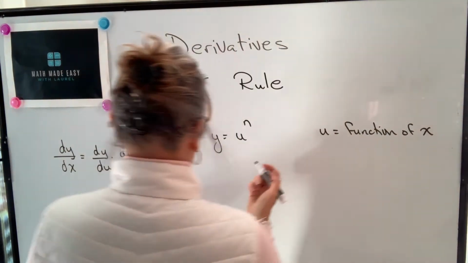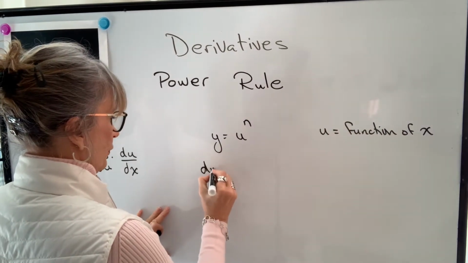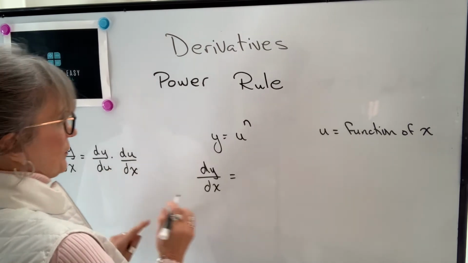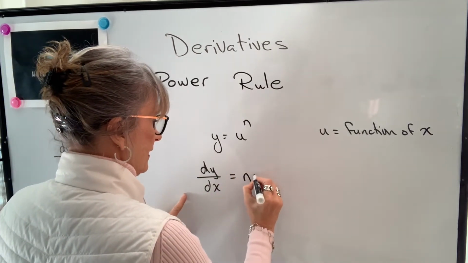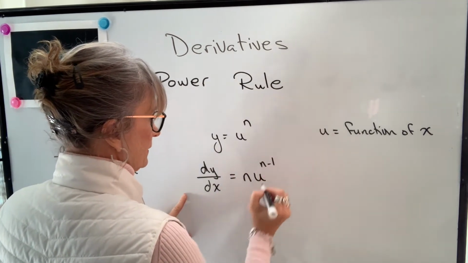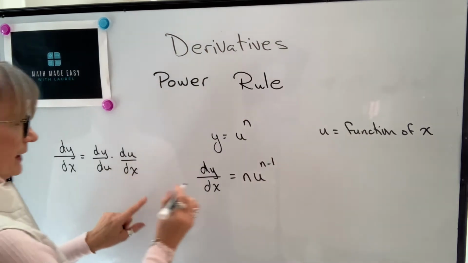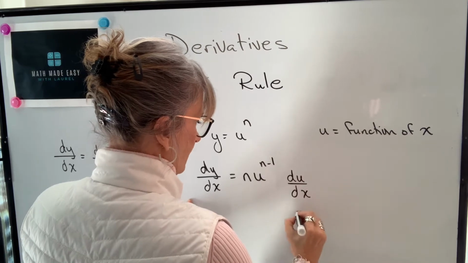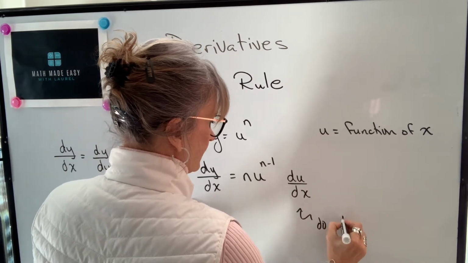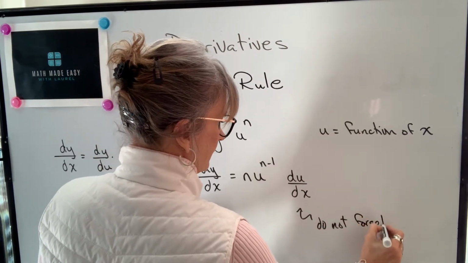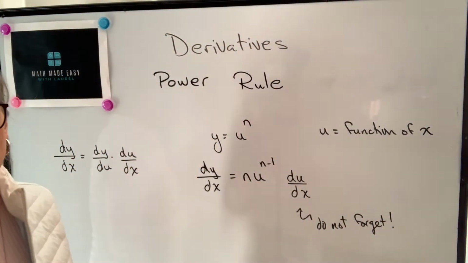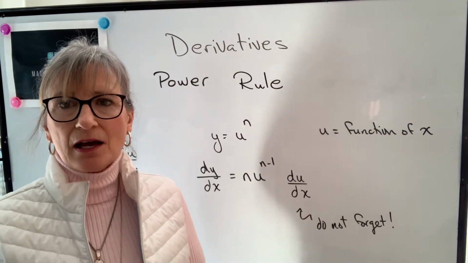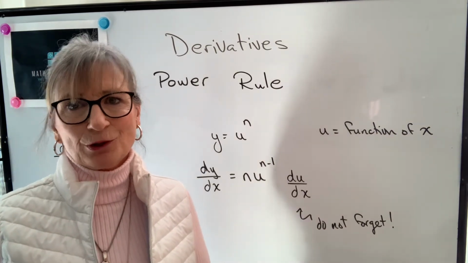And that rule will be dy/dx will equal the derivative of y with respect to u, so that will be n times u to the n minus 1. The important part that we can't forget is the du/dx. So I'm just going to make a note, do not forget. I see students forgetting that all the time. So let's take a look at some examples and just practice using this rule.